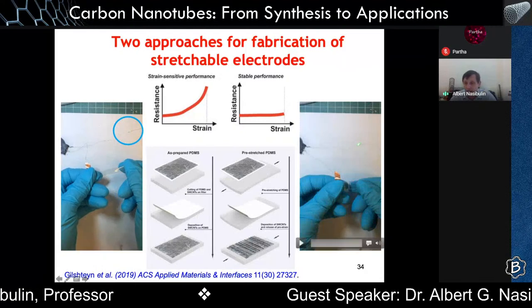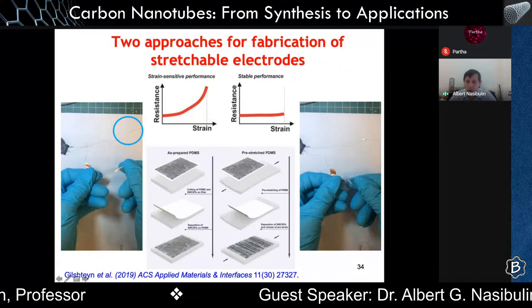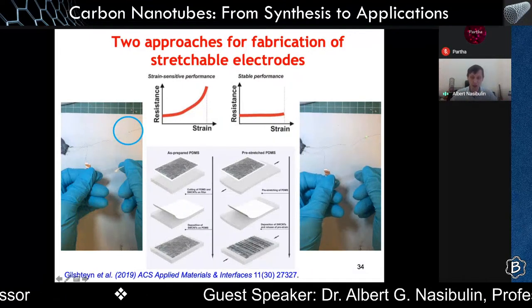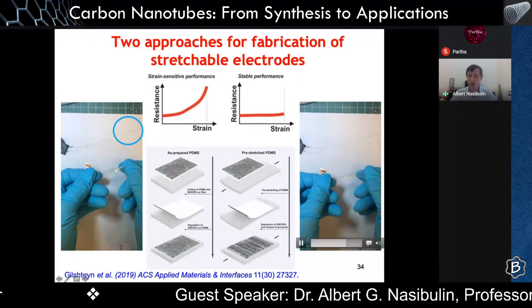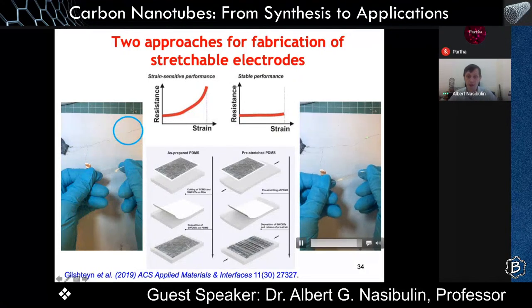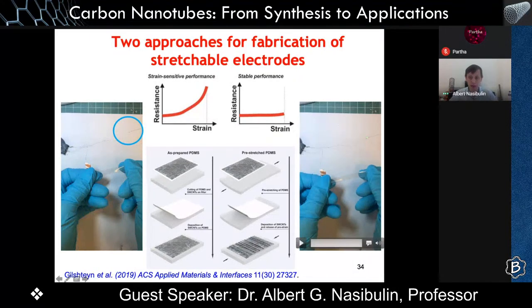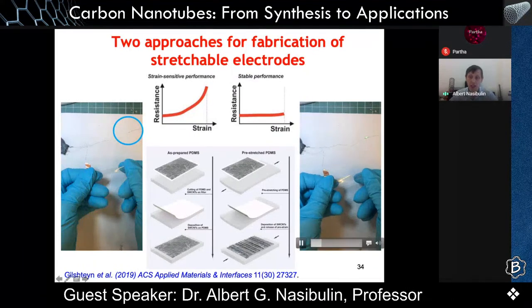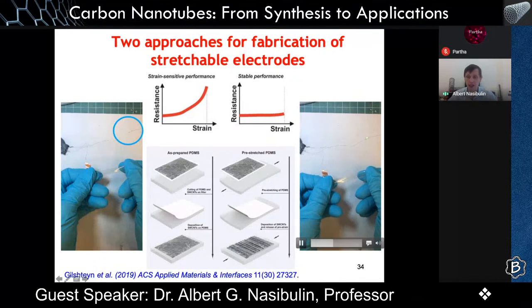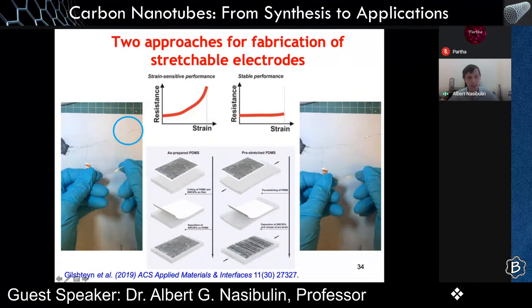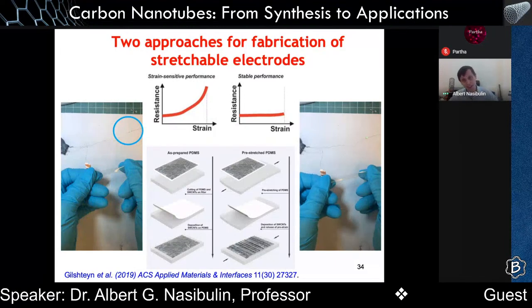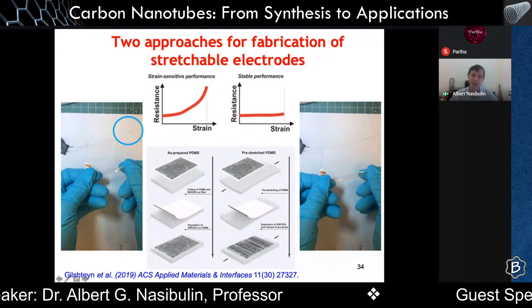On the other side, you could see that if we pre-stretch the substrate first and then deposit carbon nanotubes, like shown here, we are going to get a quite stable device. When you stretch it more than two times, you do not see any change in the intensity of the light emitting diode. So the same tube could be utilized as a strain-sensitive and as a stable electrode.